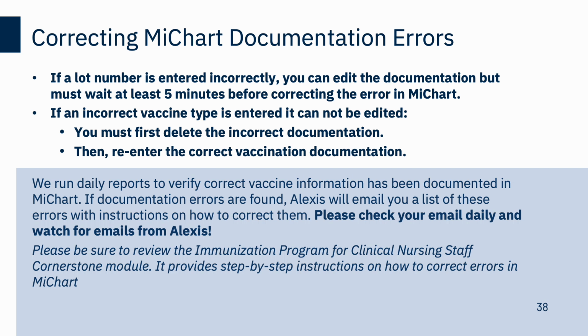We run daily reports to verify correct vaccine information has been documented in MyChart. If documentation errors are found, Alexis will email you a list of these errors with instructions on how to correct them. Please check your email daily and watch for emails from Alexis. Please be sure to review the immunization program for clinical nursing staff cornerstone module. It provides step-by-step instructions on how to correct errors in MyChart.